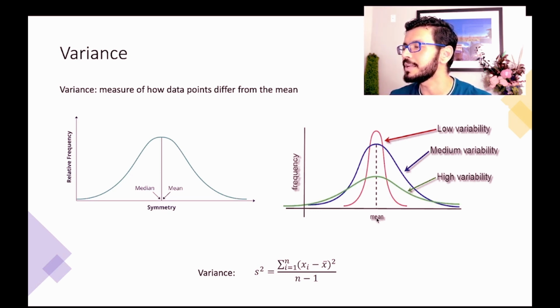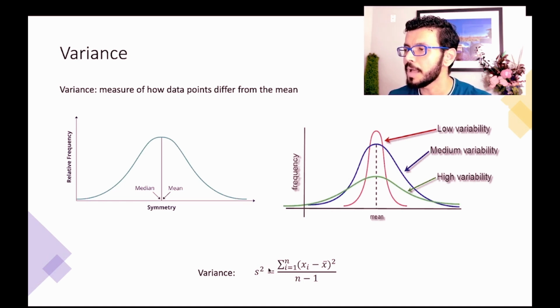So in a way, you can say that if each of the individual data points is close to the center or the mean, then the variance is going to be lowest. And on the other extreme, if it is far away from the mean, then your variance is going to be highest. Now let's try to understand this from a formula.